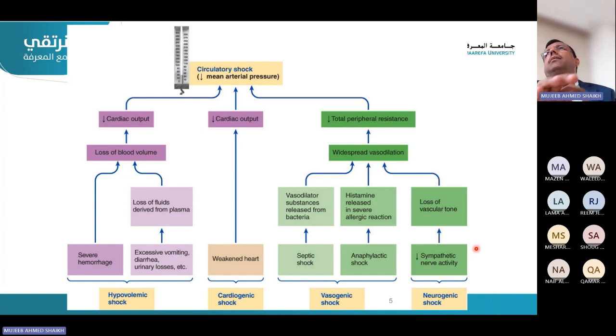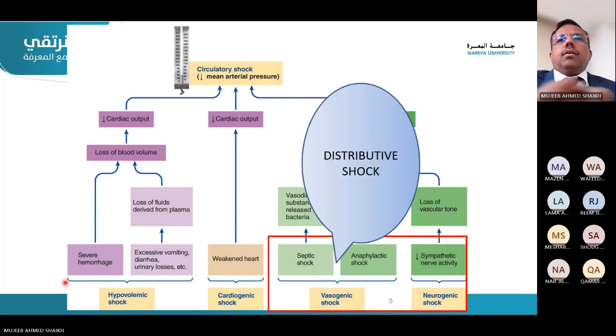So these two, vasogenic and neurogenic, all lead to what? The blood remains in the periphery and does not move toward the heart to come into circulation because of the big size of the vessels. The vessels are becoming vasodilated, so the blood remains outside, and that's why it is known as distributive shock. All three are called distributive shocks because the same amount of blood is there, but it is not distributed to the required organs.